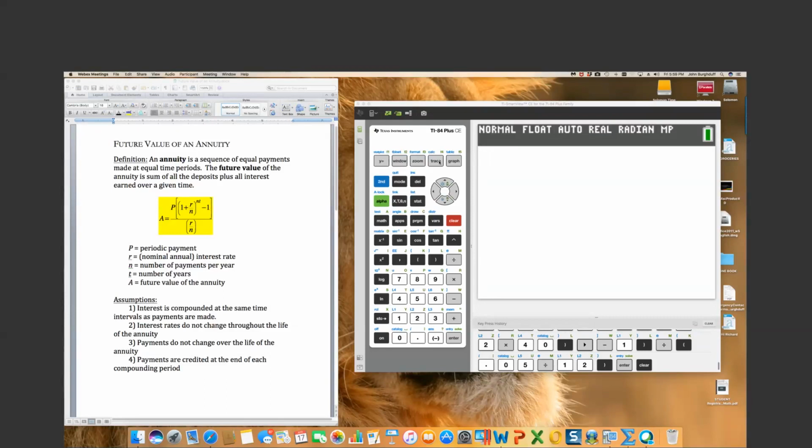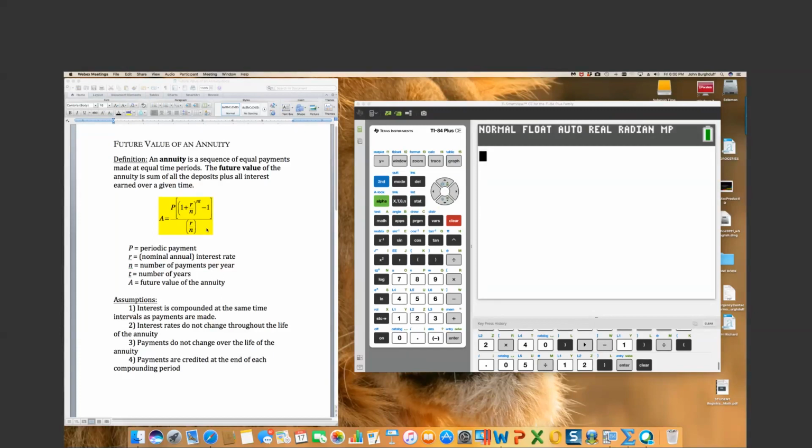In yellow, you'll see the formula for the future value of an annuity. And you'll see some familiar variables in the formula, but they don't all have the same meaning. P in this case does not stand for principal, as it often does. It stands for the periodic payment, how much you put aside every month, let's say. R is the nominal annual interest rate, or simply interest rate. N is the number of payments per year. T is the number of years. And A represents the future value of the annuity.